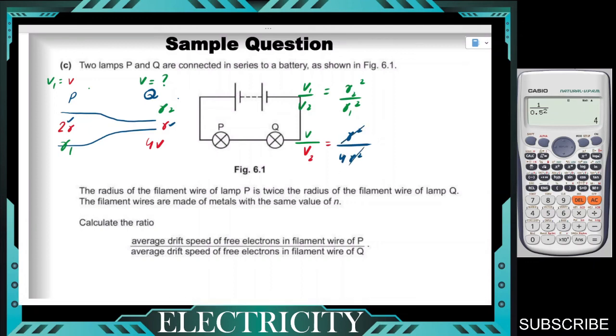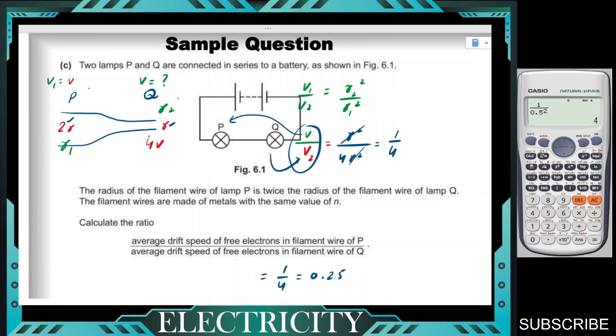This thing cancelled out. So what is the ratio of the drift speed? What is V representing? The drift speed at P. What is V2 representing? The drift speed at Q. So what is their ratio equal to? The ratio equals 1 over 4. So the answer to this one would be 1 over 4 or 0.25, which is the same as this one.